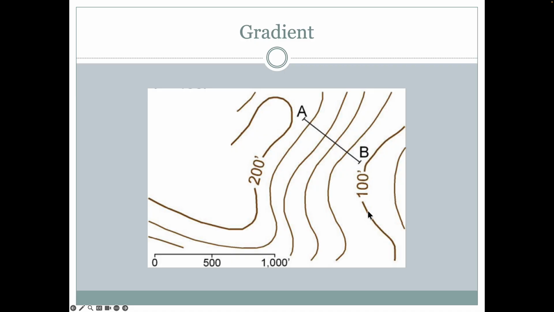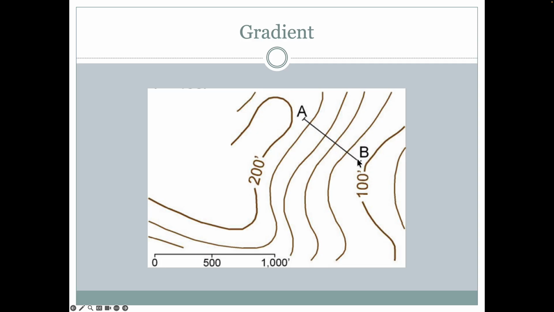It's a map that has index contours every 100 feet. Here's the 100-foot contour, which is darker, and the 200-foot contour, which is darker. And it has a contour interval of 20 feet. So we're at 100, 120, 140, 160, 180, 200, going up in this direction here.